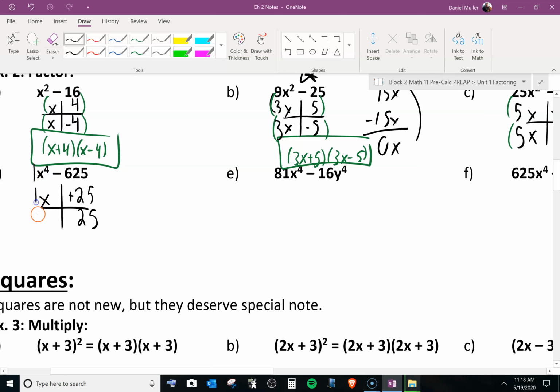1's a perfect square, 1 and 1. And then an x squared and an x squared. So I've got perfect squares on either side. I'm missing the middle term. So there's a difference of squares.